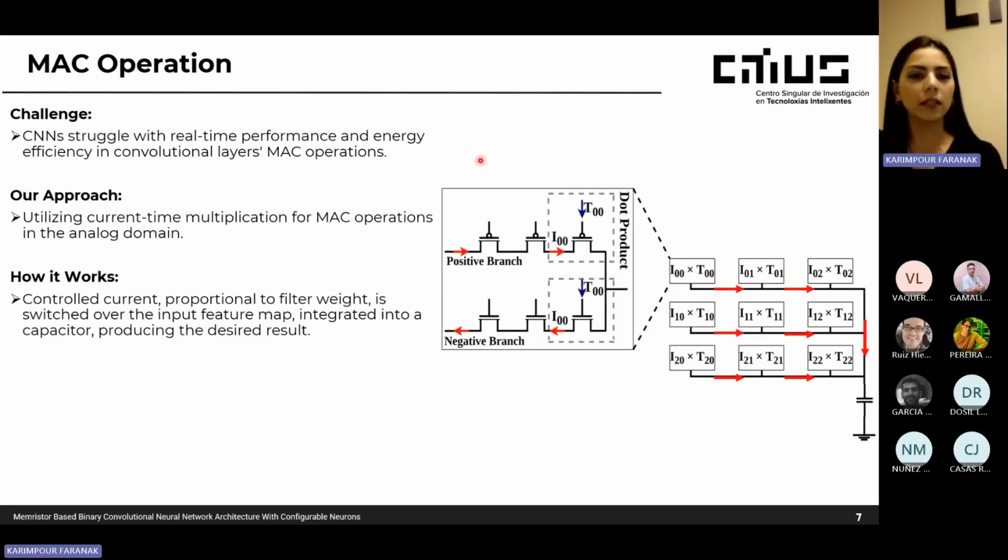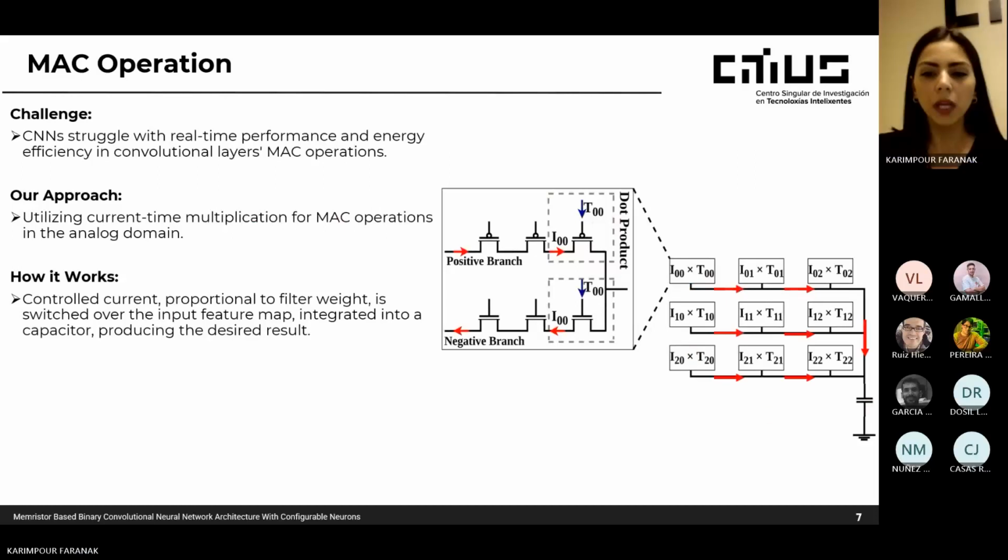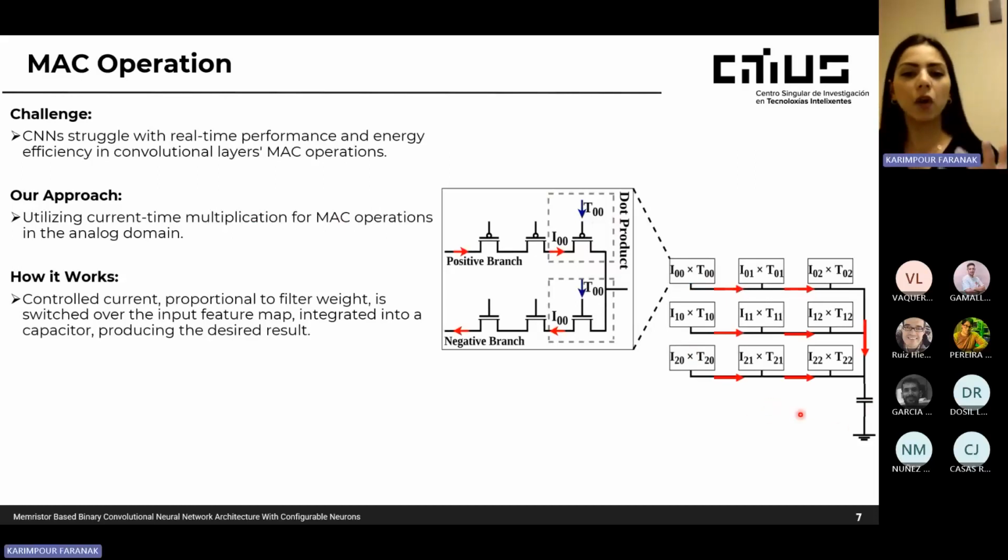As you can see in this schematic, we have T as the input values and I as the input current, and the I with indices 0,0 and T with indices 0,0 represent the first multiplier in a 3x3 weight matrix. The contribution of all these multipliers is accumulated in a shared capacitor, yielding the final voltage output.